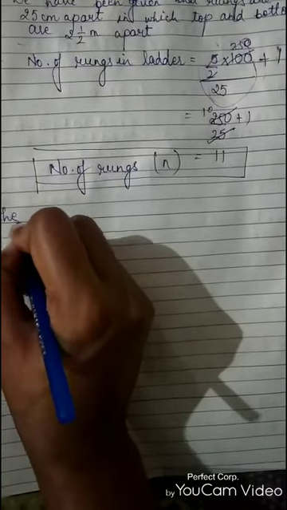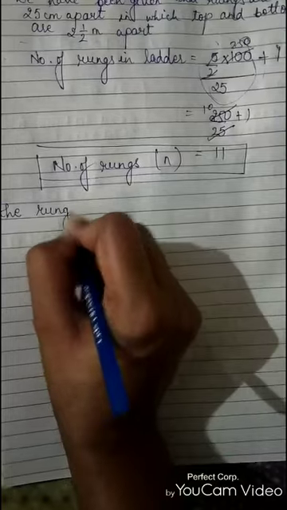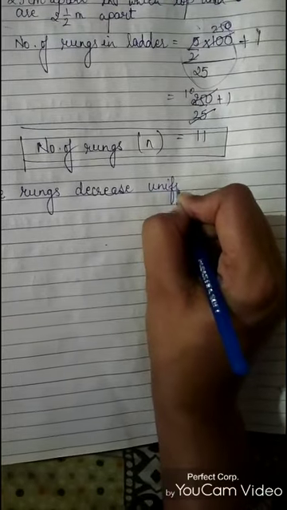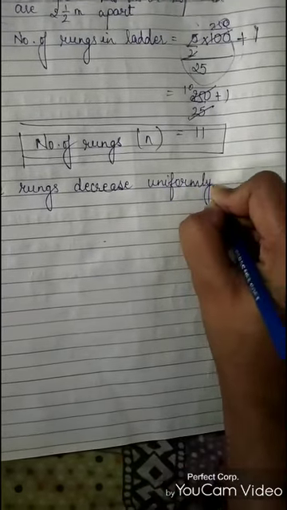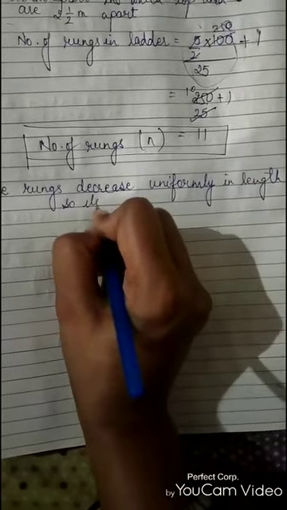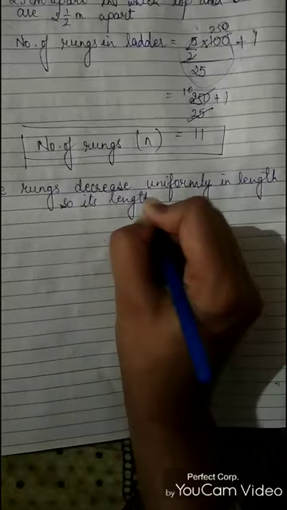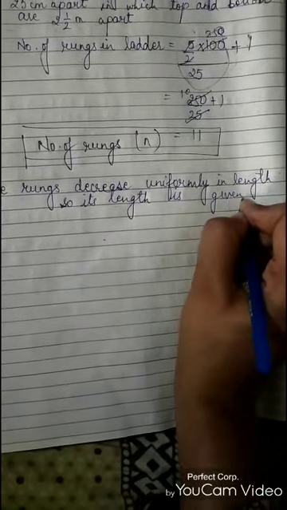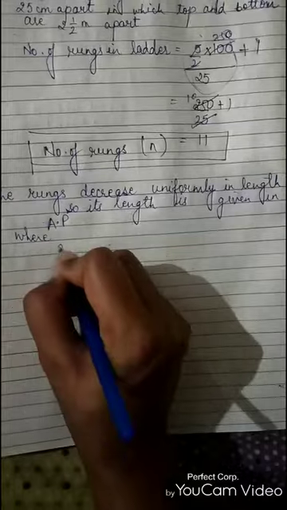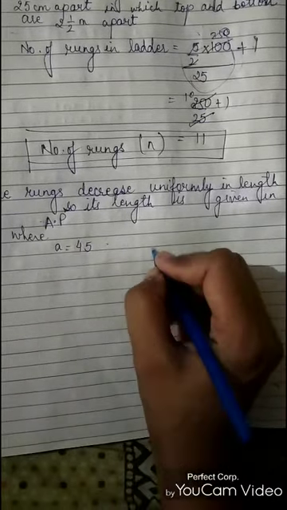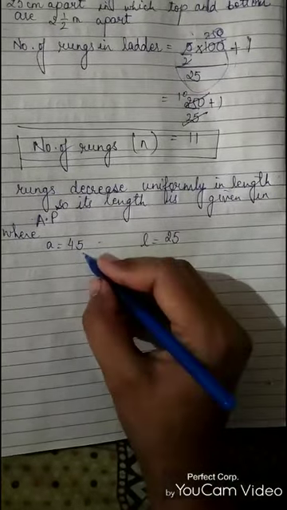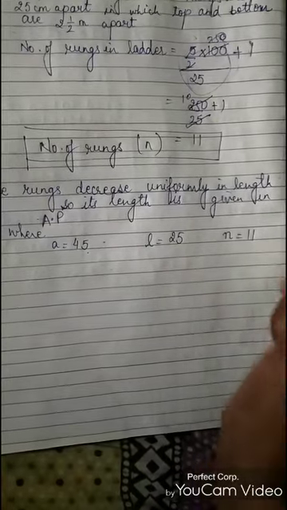the rungs decrease uniformly in length, so its length is given in AP. Okay, where your first term is equals to 45 and your last term is equals to 25. First term is 45, last term is 25, and number of rungs are 11.